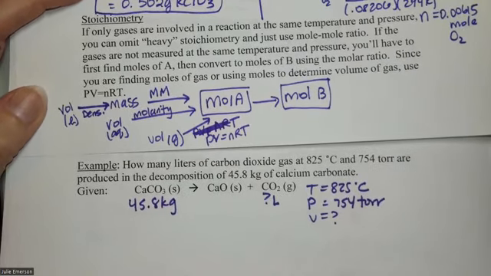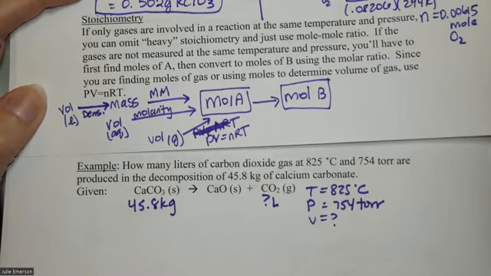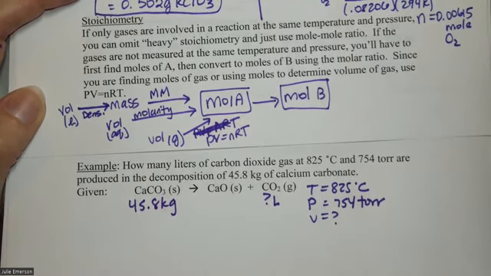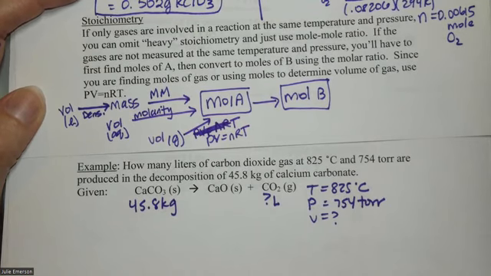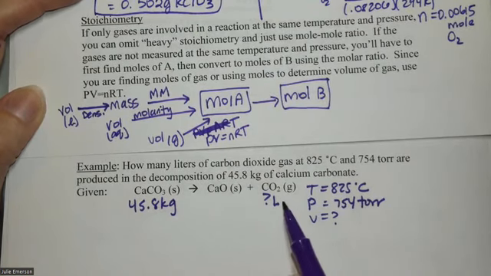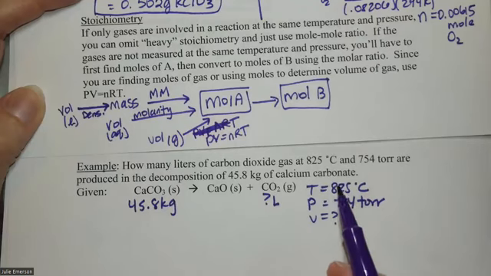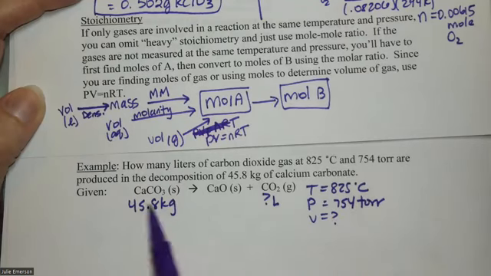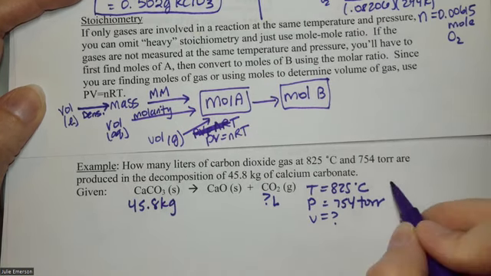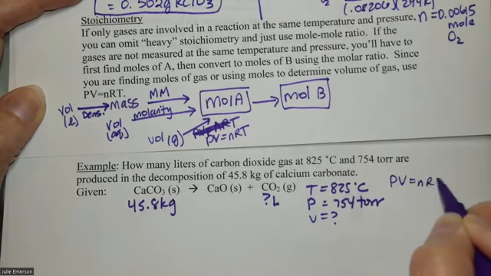So what's different here is I don't see anything that says collected over water, which is good. That means I do not have to worry about subtracting the vapor pressure of water. But the idea that we used in that last example that we're going to use again is if we're going to relate volume to temperature and pressure, and somehow in this we've got moles because we know it's stoichiometry, then again, what formula would we use? It's going to be PV equals nRT.